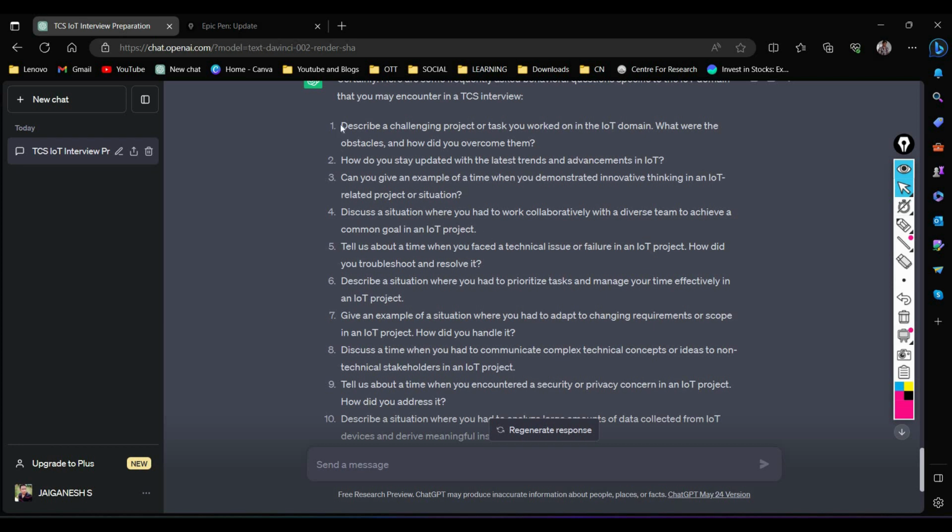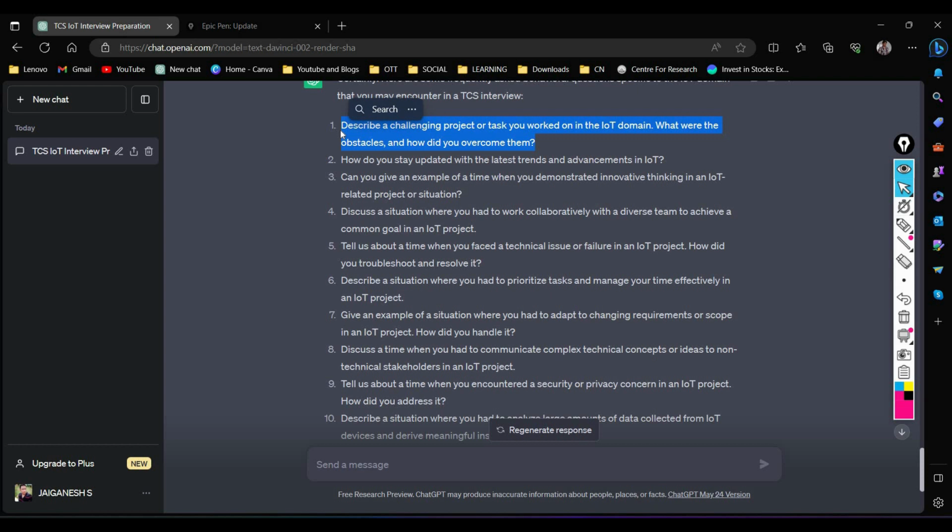Here you can see the first question: describe a challenging project or task which you have worked on in the IoT domain, what were the various obstacles, and how did you overcome them. This question actually checks your behavioral approach. What is the problem that you encountered in your previous experience, and what is the methodology that you implemented to overcome that problem?